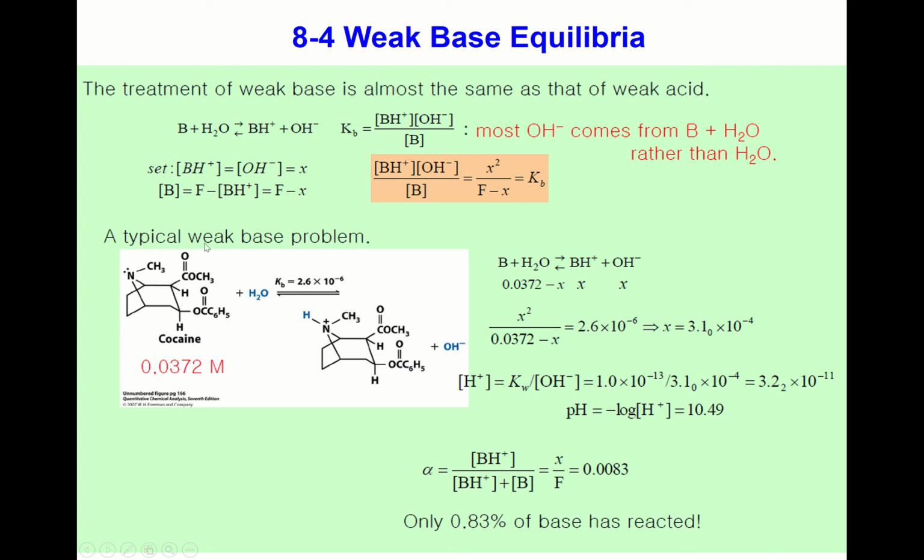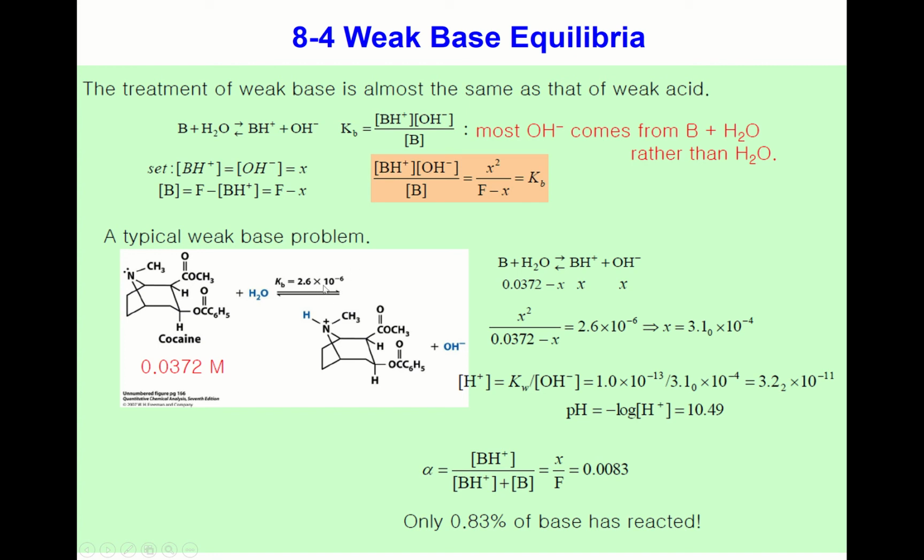Here is the typical weak base problem. This is cocaine. Cocaine is a base. Why? Because it contains this nitrogen atom here and a non-bonding electron pair. This one attracts a proton. It extracts a proton from water. As a result, this hydroxide ion is produced. And Kb equals 2.6 times 10 to the minus 6.